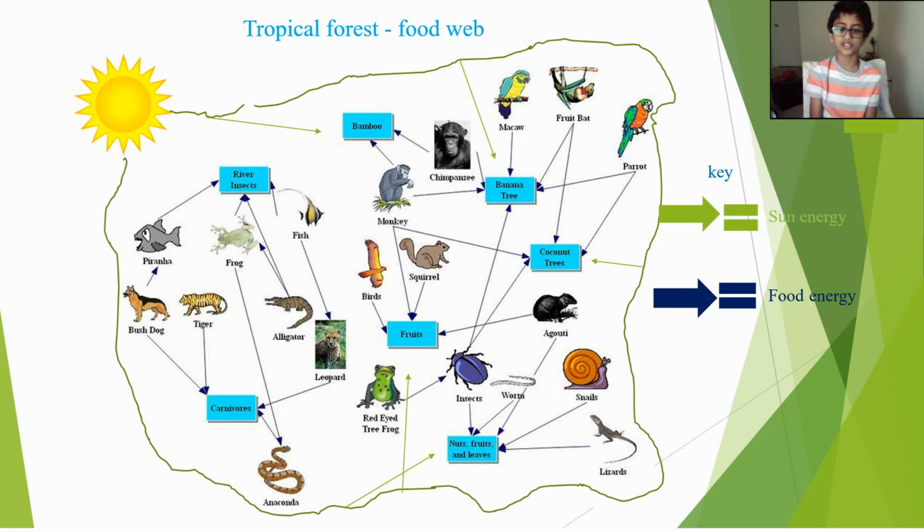And also there's food energy with carnivores too. Carnivores eat little animals like piranhas, frogs, and fish. And carnivores also eat carnivores, surprisingly. They can do that.